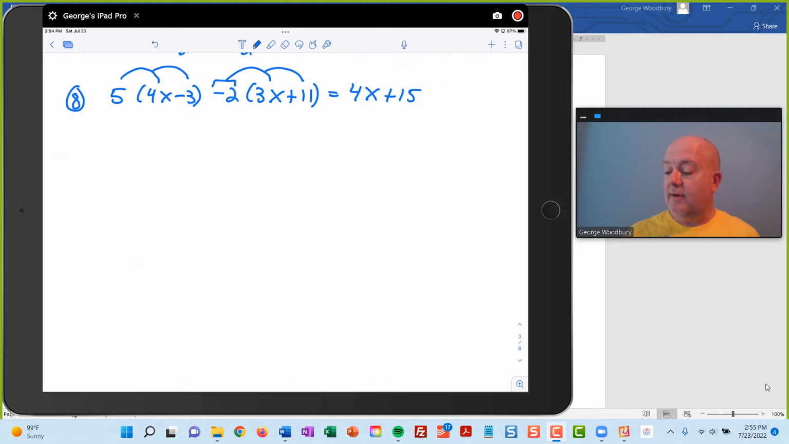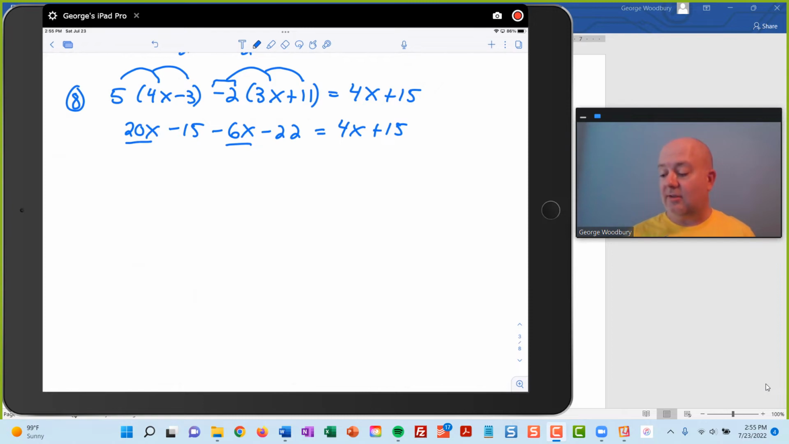So distribute the 5. 5 times 4x is 20x. 5 times negative 3 is negative 15, so I write minus 15. And now I need to distribute the negative 2. And when you're distributing a negative number through two or more terms, remember that that's basically going to change the sign of each term inside the parentheses. So negative 2 times positive 3x is negative 6x. And negative 2 times positive 11, that's minus 22. We still have 4x plus 15 on the right-hand side. And now I've got a couple of like terms I can combine on the left. I've got 20x and negative 6x.